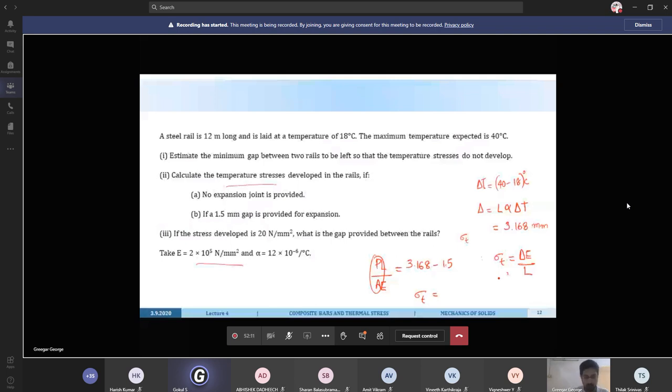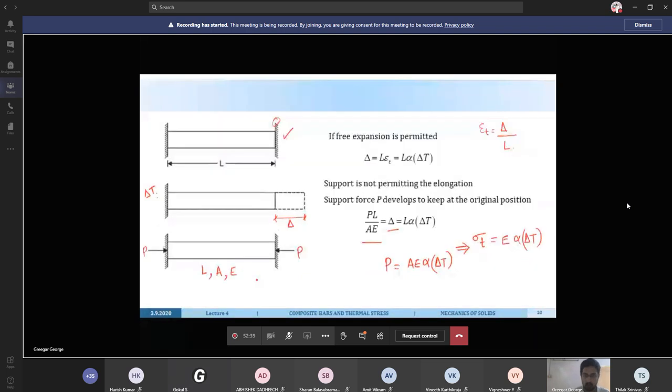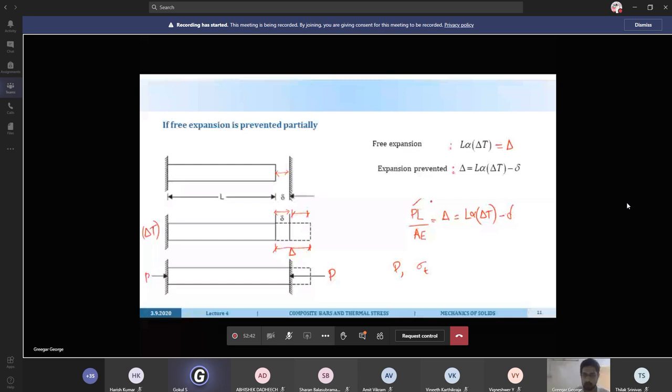It will be better if you can start with the expression, so others will also find it easy. So stress into L by E is equal to the gap delta. How did you get this expression? So change in the gap. So this is our expression. You are given the stress. Stress is nothing but P by A. You know what is L, what is E, and you know the free expansion gap, and you need to find what is delta.